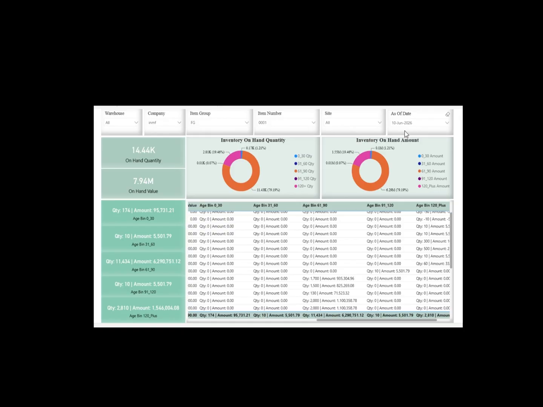On the left side, we have key performance indicators. The first KPI displays the total on-hand quantity. The second KPI shows the total on-hand value, representing the financial value of inventory currently available in stock.